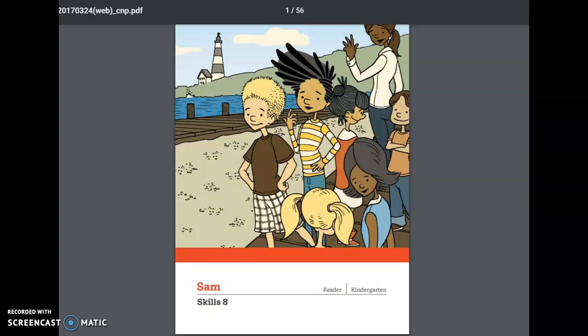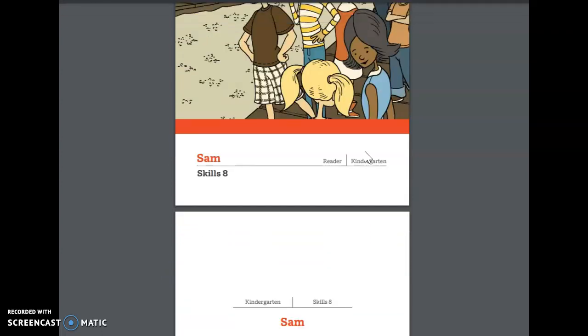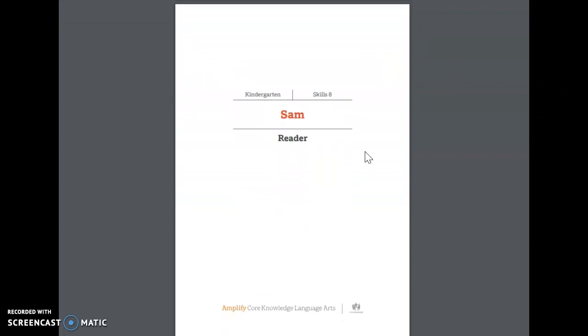All right, boys and girls, so we are back and we're ready to read our next story in our big book, Sam. If you remember, the story is titled Sam, and you can find that title right here on the front cover of the book. If you scroll down past the front cover, you go to the title page. Point to the title, Sam, on this page. If you pointed to the red letters here, you are correct.